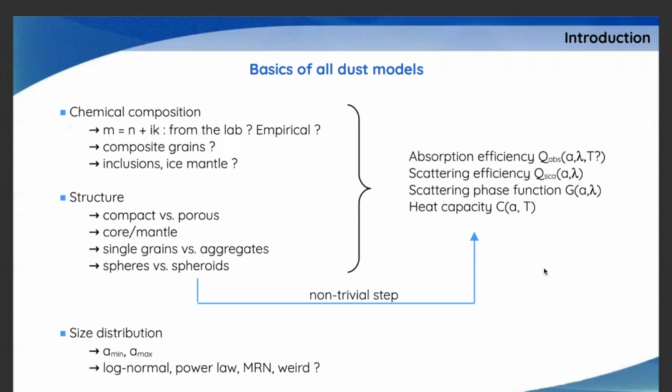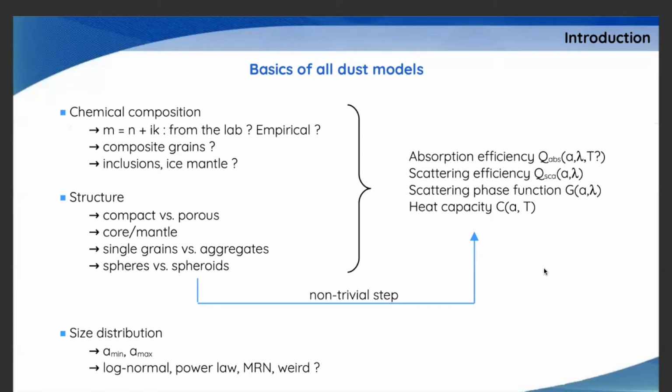And then you have a non-trivial step, which is also a source of uncertainty, to derive from all this what will allow you to calculate a spectral energy distribution to compare with your observations or extinction curve. So you have to calculate absorption efficiencies. And if you believe the lab, maybe this will depend on temperature, another source of uncertainty. You have to calculate your scattering efficiency, your scattering phase function, and the heat capacity of your grain.